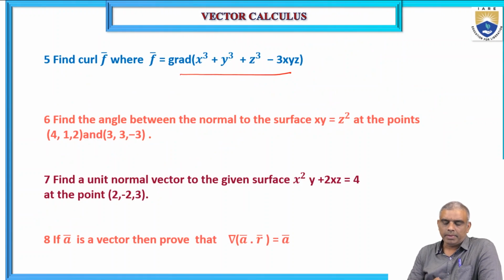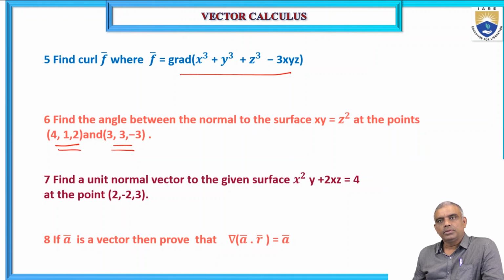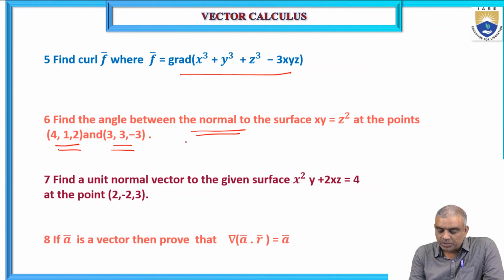Next, the sixth problem. Find the angle between the normals to the surface xy equals z square at the points (4, 1, 2) and (3, 3, minus 3). The angle between the surfaces means the angle between their normals. So find the normal vector for the surface at each point. Let phi equal xy minus z square.